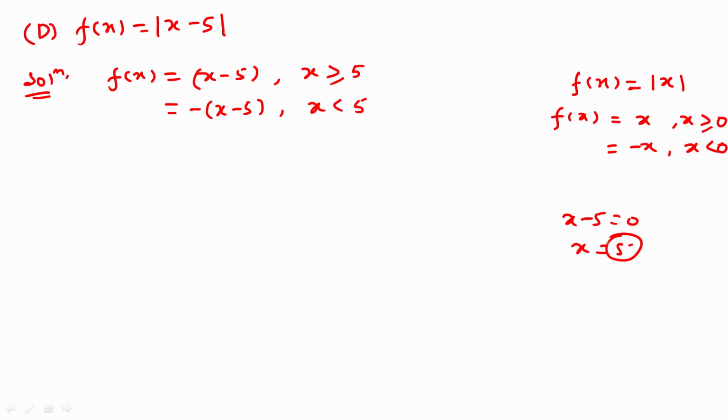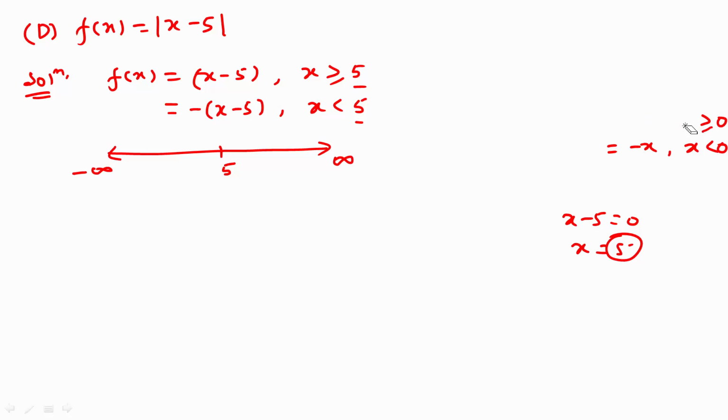Now check, you can see that the repeating number is 5. Draw this point on the number line. This is your minus infinity and this is your plus infinity, and 5 marked here. So this whole number line is divided into 3 parts. The first part is the open interval minus infinity to 5. The second part is x is equal to 5, and the third part is the open interval 5 to infinity.